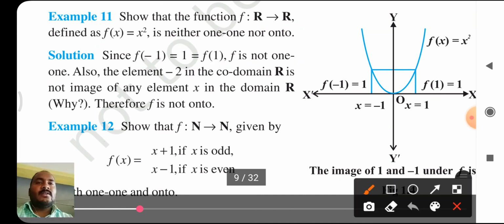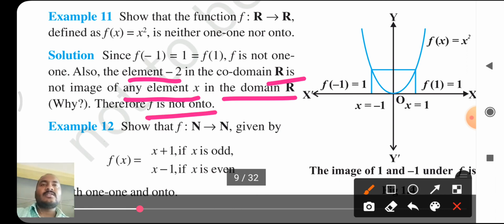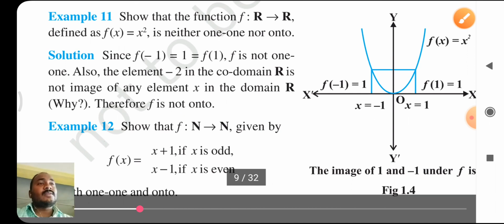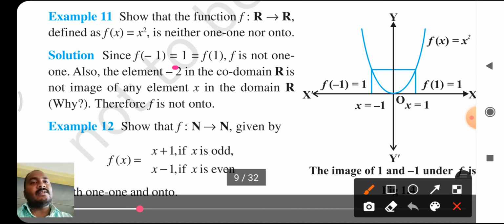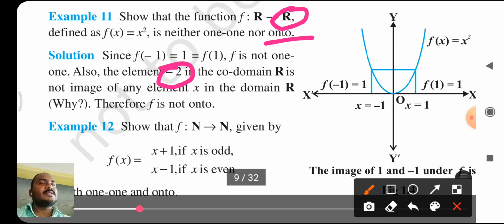Also, we consider y is equal to minus 2 in the codomain R of the given function. It is not the image of any element x in the domain R. Because of this, f is not an onto function. Suppose we consider y is equal to some positive real number, then in that case f is onto. Otherwise, f is not an onto function.